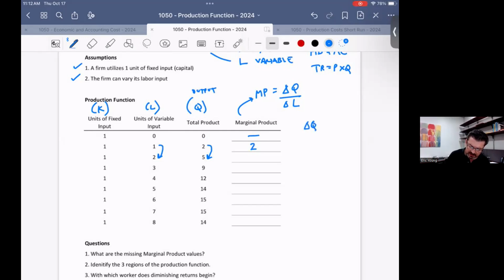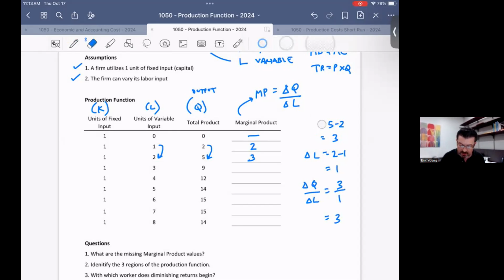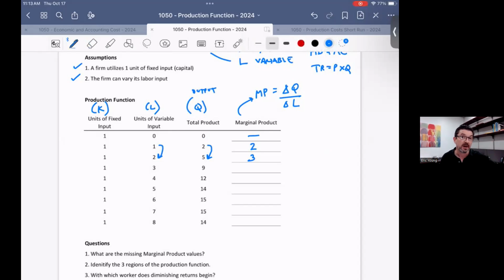The change in quantity, we went from 2 to 5. So the change in quantity is 5 minus 2, or 3. The change in labor, we went from 1 worker to 2. So 2 minus 1 is 1. And therefore, the change in quantity divided by the change in labor is 3 divided by 1, or 3. So the marginal product for the second worker is 3. And this should make sense because, again, when we only had 1 worker, we only had 2 pizzas. By adding that next worker, we got a total of 5, going from 2 pizzas to 5 pizzas, that's 3.